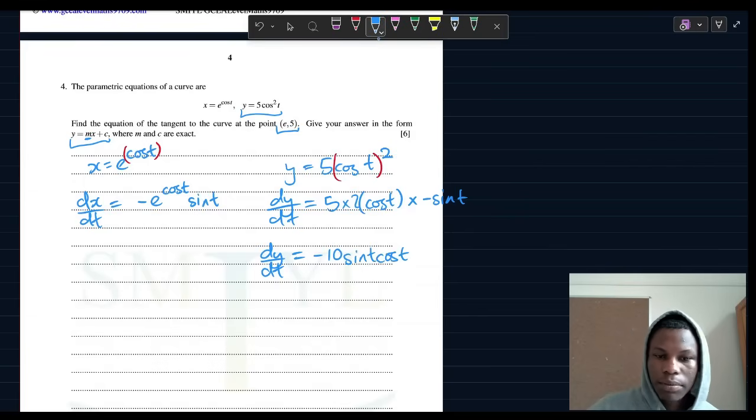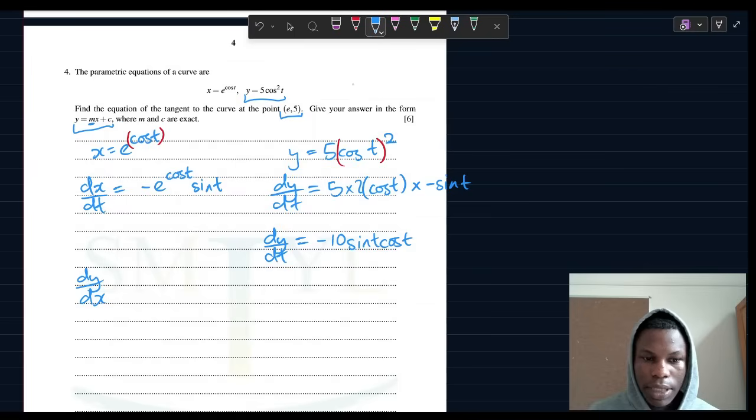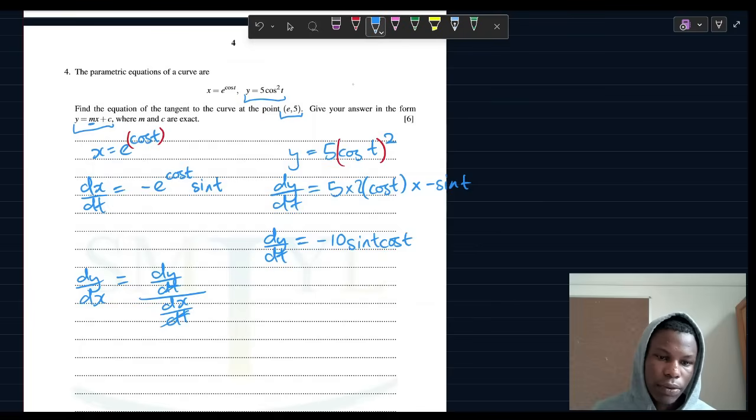All right, perfect. Now that we've got dx/dt and dy/dt, we can go ahead and find dy/dx. So dy/dx is just going to be, you can write it as dy/dt divided by dx/dt, right? Because the dt's would just cancel out and you end up with dy/dx.